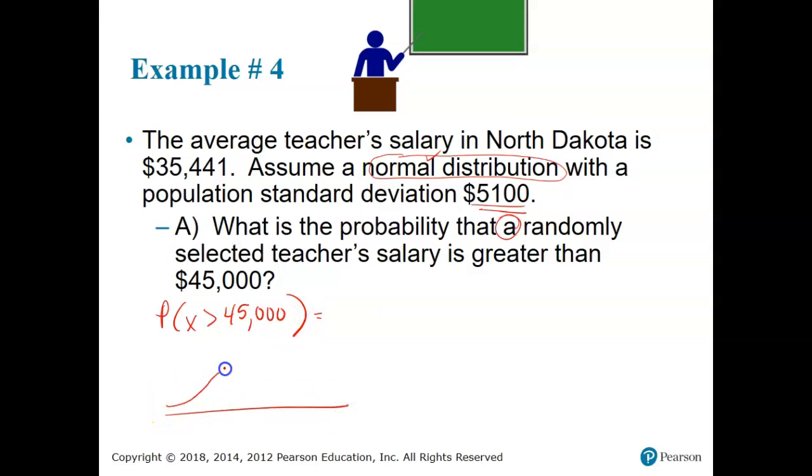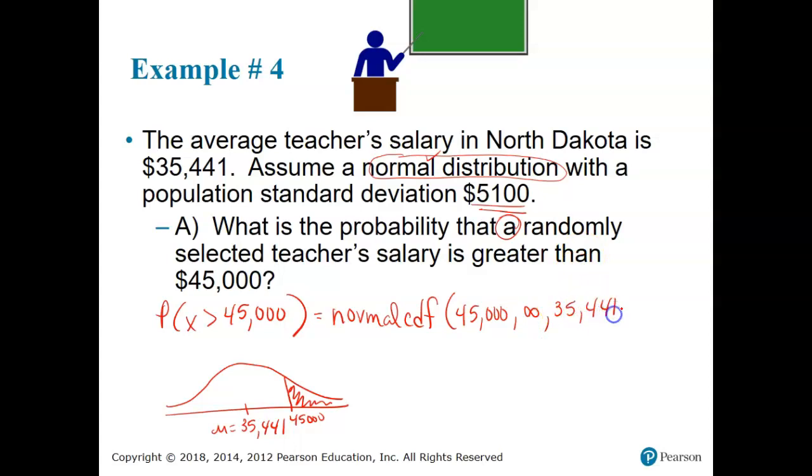Right, so if we looked at the sketch here, the mean is 35,441, and we want to know the probability that it's more than 45,000. So I'm going to do the normal CDF from 45,000 to infinity. Our mean is 35,441, and our standard deviation is 5,100. We don't need to divide by anything because it's an individual. So that probability is 0.0304.